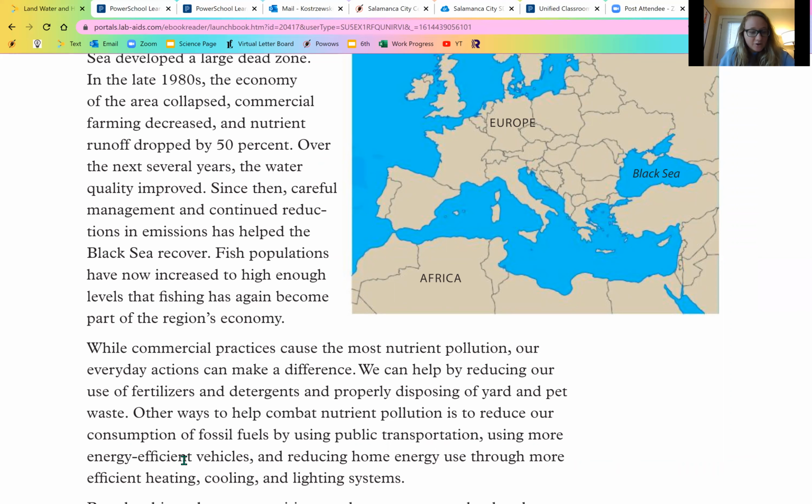And using more energy efficient vehicles and reducing home energy use through more efficient heating, cooling, and lighting systems. So, simple tasks in your home can help, like turning lights off when you're not using them to save energy. In the summer, not blasting the air conditioning so high and maybe going to the pool instead. Or in the winter, not using so much heat.